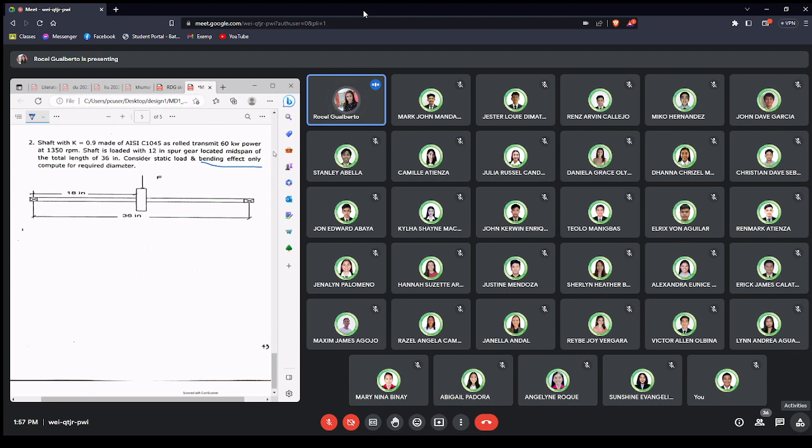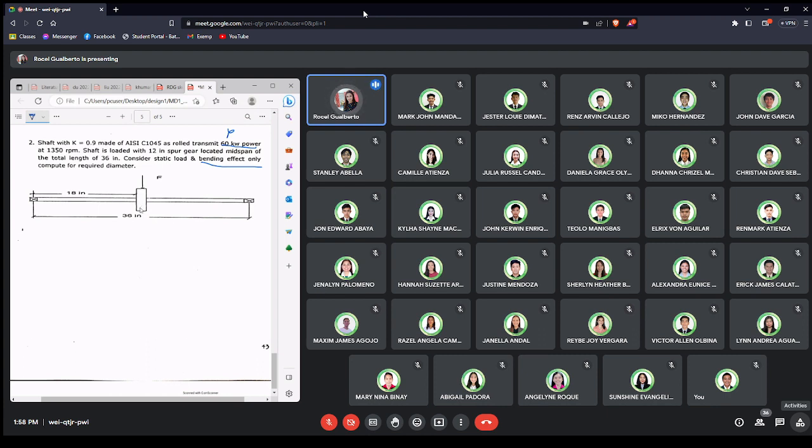So pag wala po kasi nilagay dyan na consider bending effect only, and the fact that you are given here the value ng power, this would be a combination of torsion and bending. Yung power na yun, that's the indicator for yung torsion. At yun naman pong gear that has been loaded to it, that's an indicator naman po para doon sa bending. So with that po, you would say that this is under combined torsion and bending.